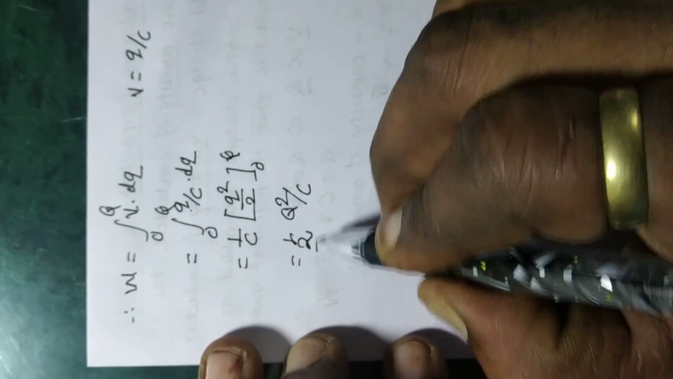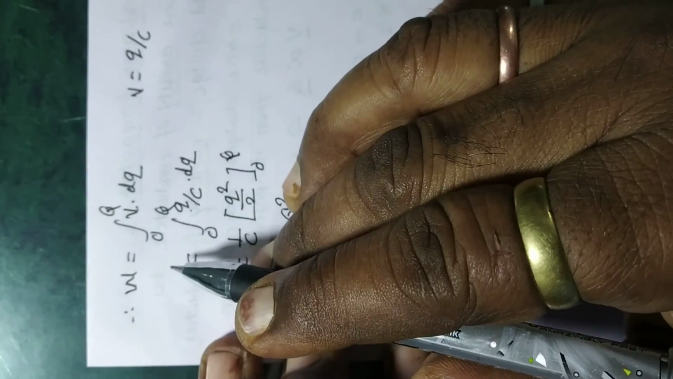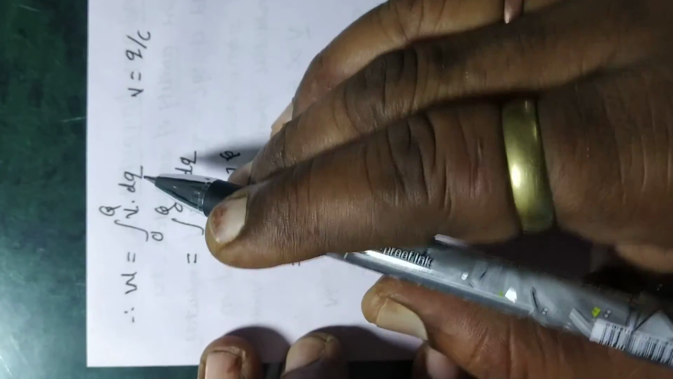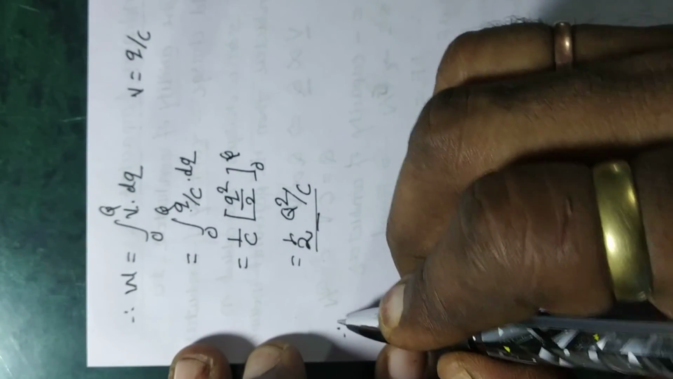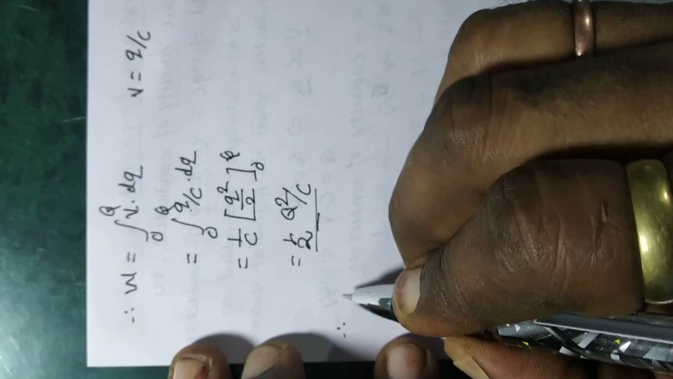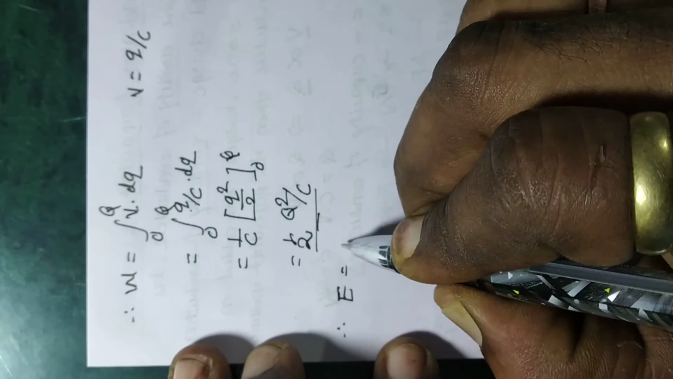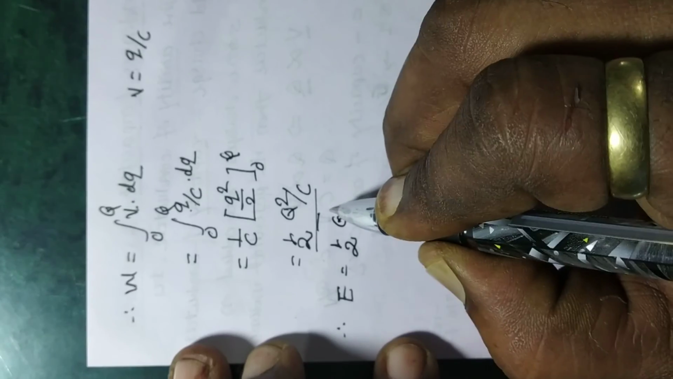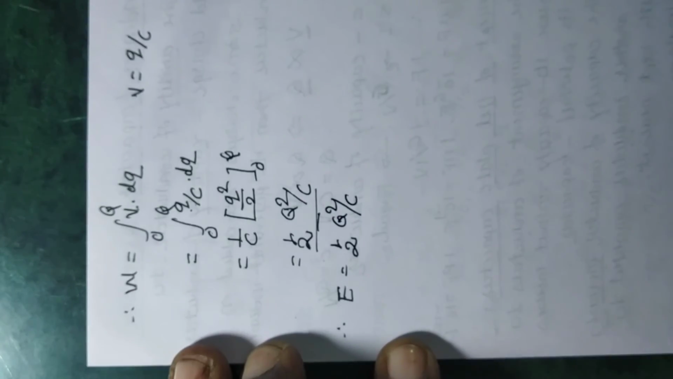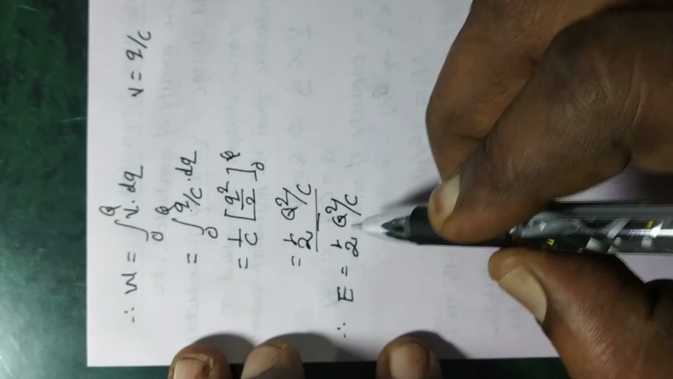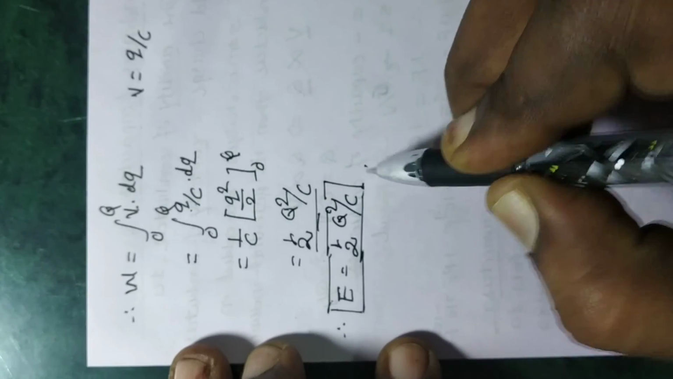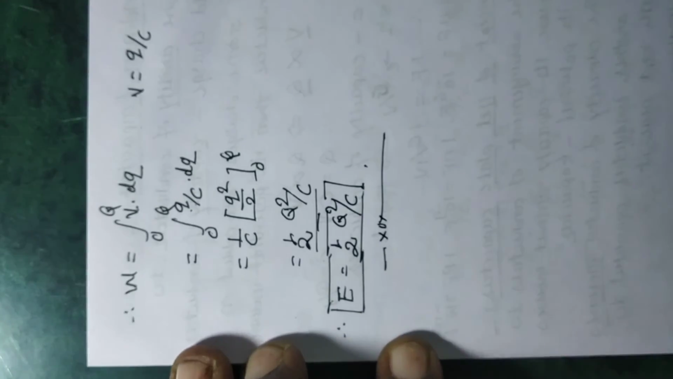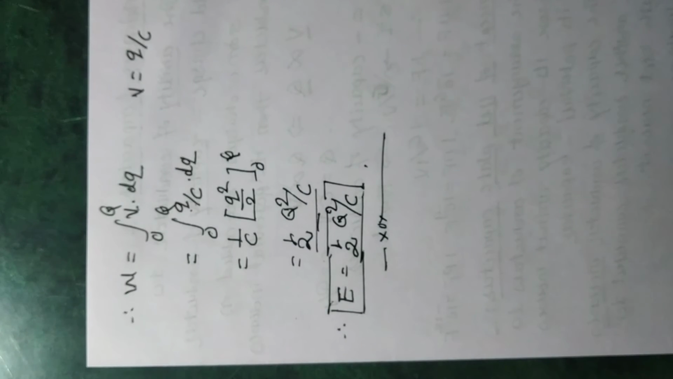This is total work, and this work done is stored in the form of energy called potential energy, and therefore energy of charged conductor E is equal to 1/2 q square by C. This is an expression for energy of charged conductor. What is energy of charged conductor? That is 1/2 q square by C.